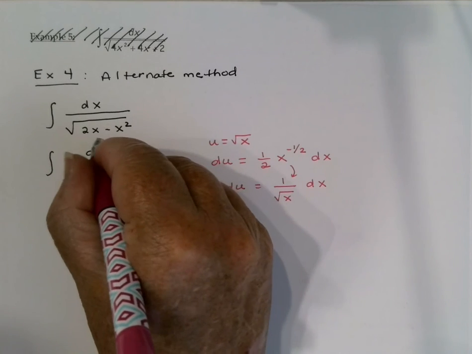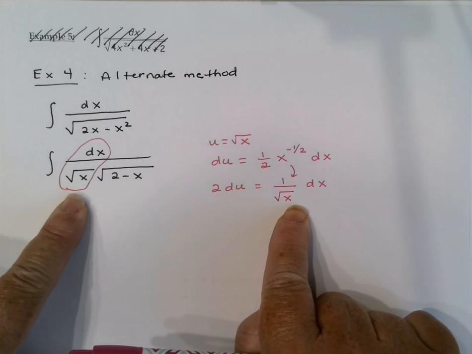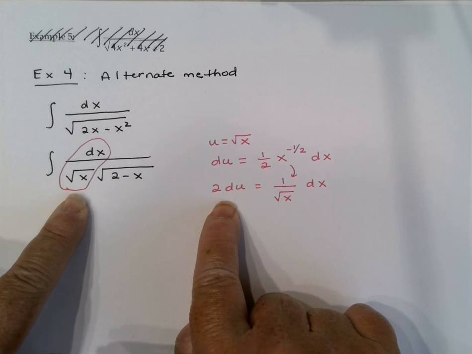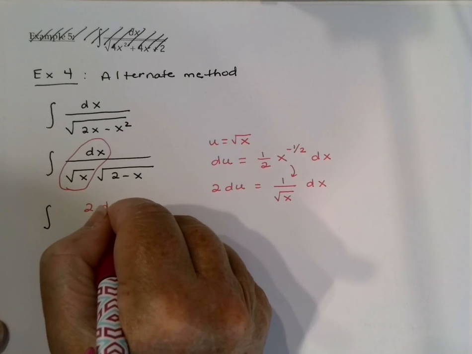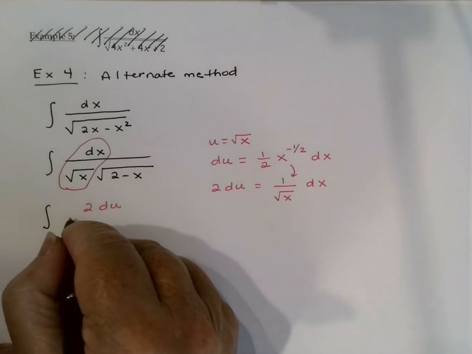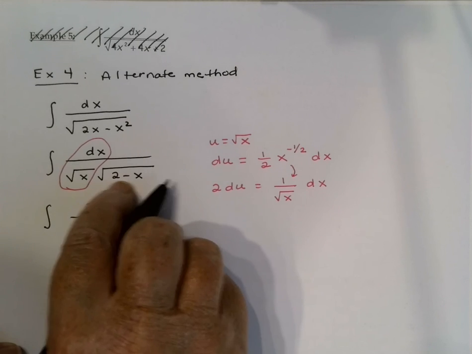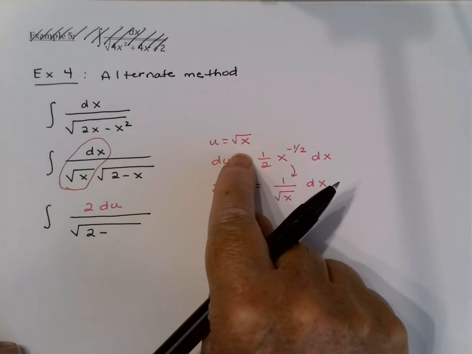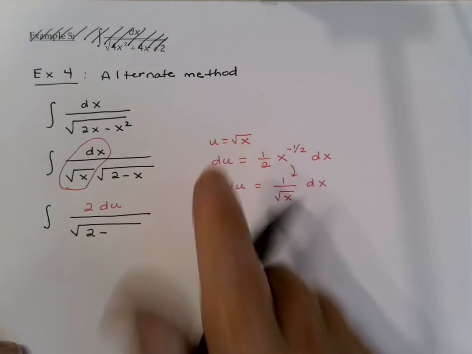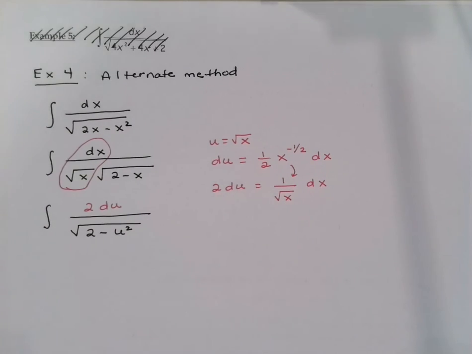So notice that is right there, and I can substitute 2 du for all of that. So we're going to have 2 du over the square root of 2 minus x, but I don't want an x in here, I want u's. Notice that x would just be u squared. All right, so we're good to go so far.